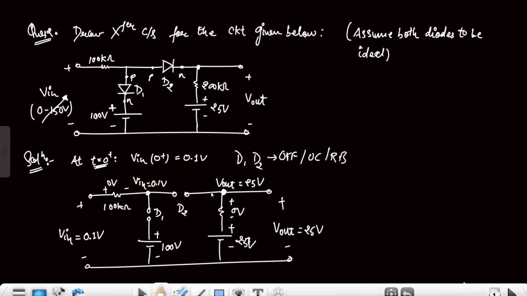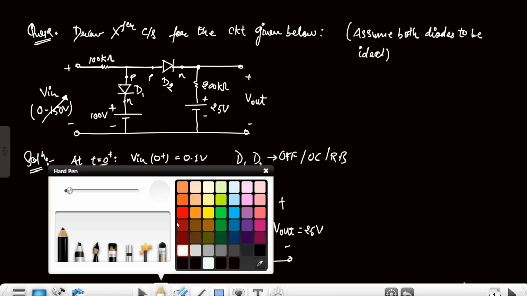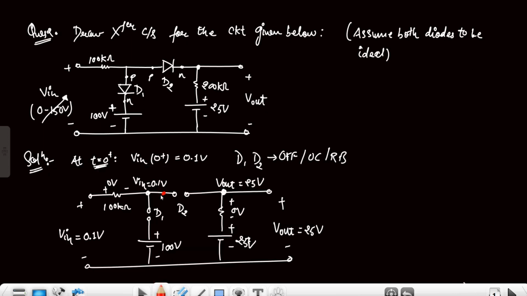So basically this terminal has input voltage equal to 0.1 volt. For this diode D2 to be on, the input should obviously be greater than 25 volt, because the P terminal of this diode is the input, and the N terminal of this diode is Vout, that is 25 volt. So for D2 to be on, the input Vi should be greater than 25 volt. This circuit is for the range 0 to 25 volt. Then only both the diodes will be off. For this range is the circuit, and the diodes are off.